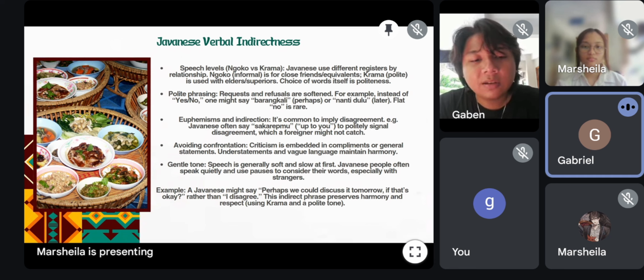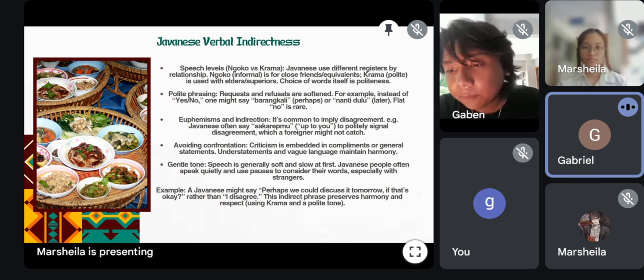An example of this is a Javanese person might say, perhaps we could discuss it tomorrow if that's okay, rather than saying I disagree. So it's almost like them delaying it, but in truth, it's them saying no.